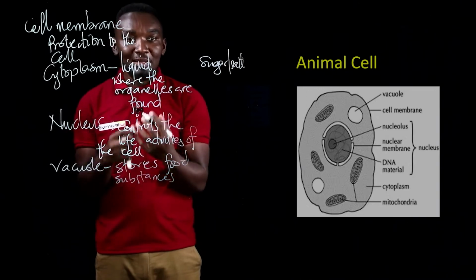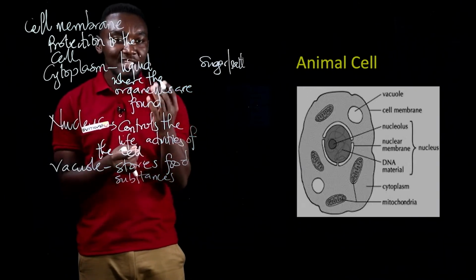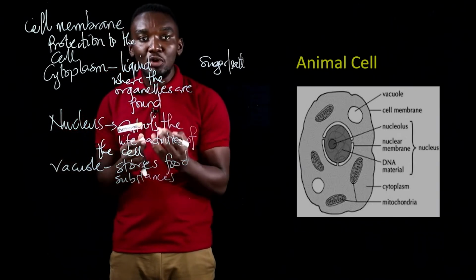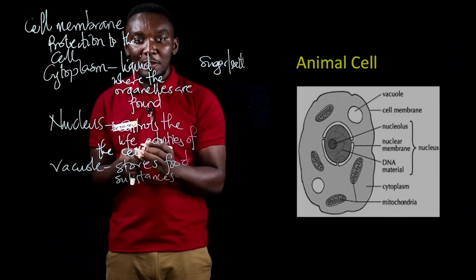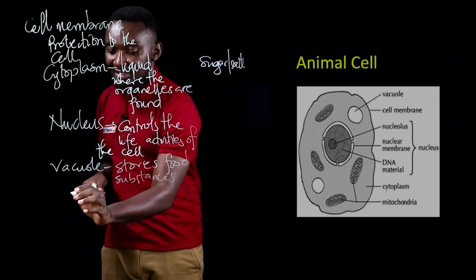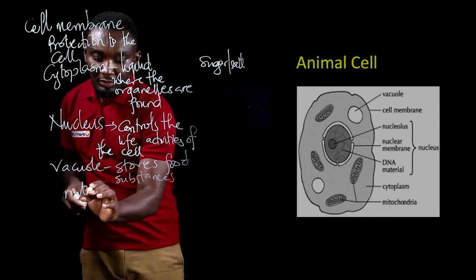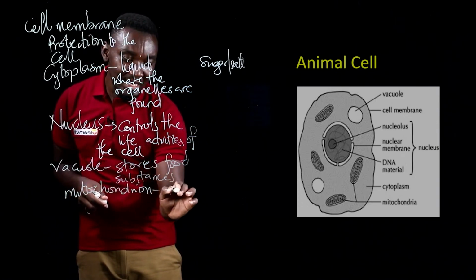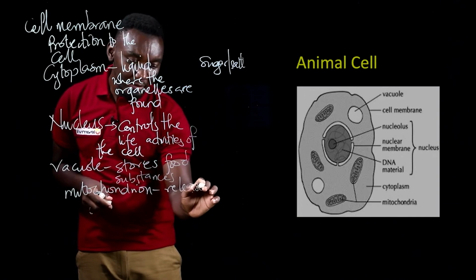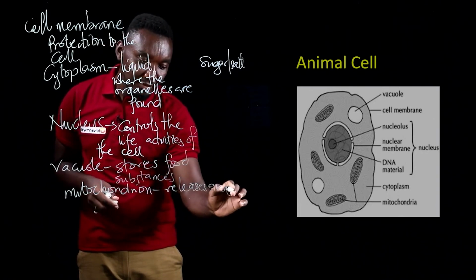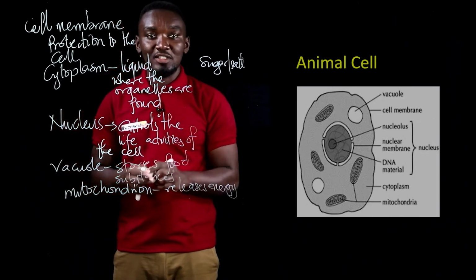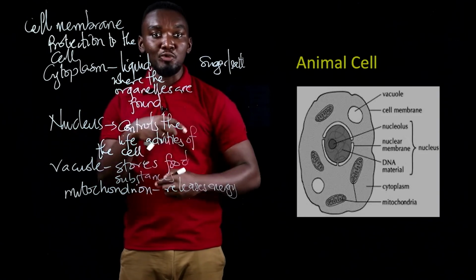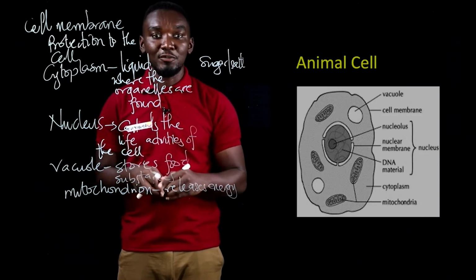And then when we look at the mitochondrion, that is a pear-shaped structure. The mitochondrion is responsible for the release of energy. So we can say that it releases energy for the cell. It is a structure that releases and produces energy for the cell.